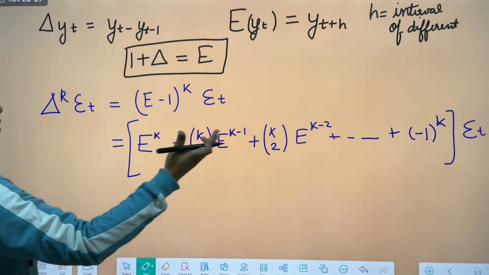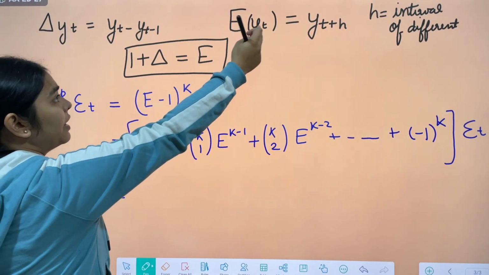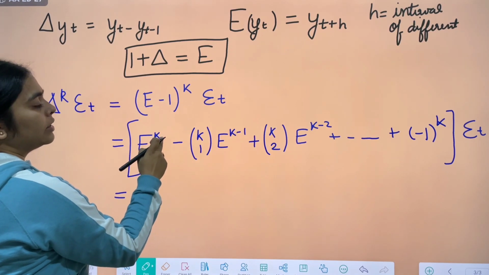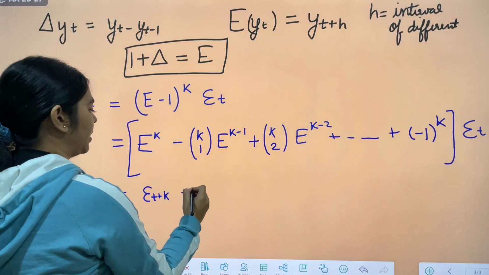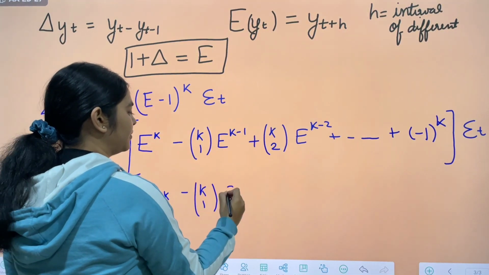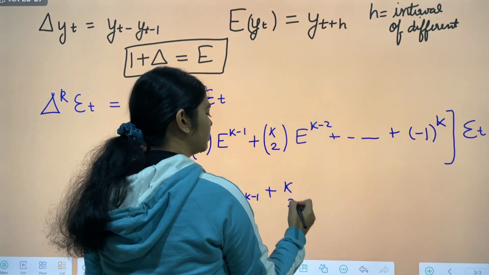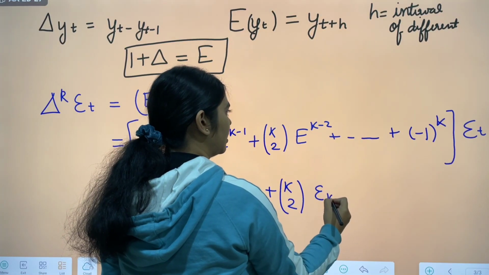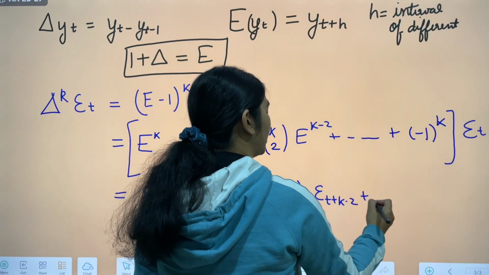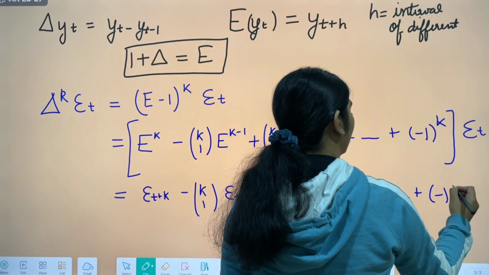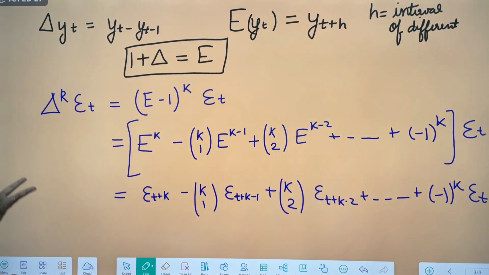If we take epsilon t inside, E raised to the power k of epsilon t would be epsilon at t plus k, since the interval of differencing is k. So it will be epsilon (t plus k) minus kC1 epsilon (t plus k minus 1) plus kC2 epsilon (t plus k minus 2), and so on till (minus 1) raised to the power k epsilon t. So this will be our value of delta k epsilon t.